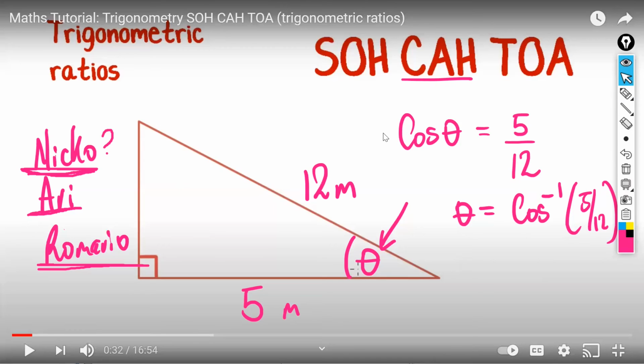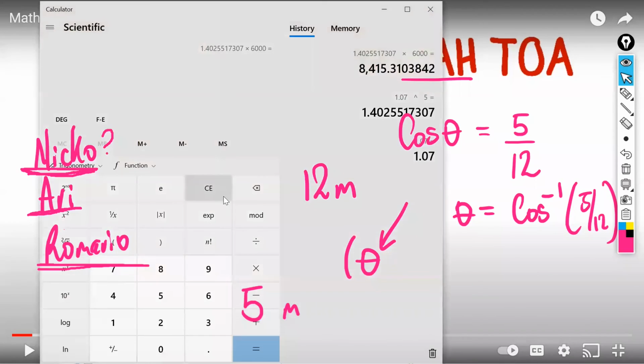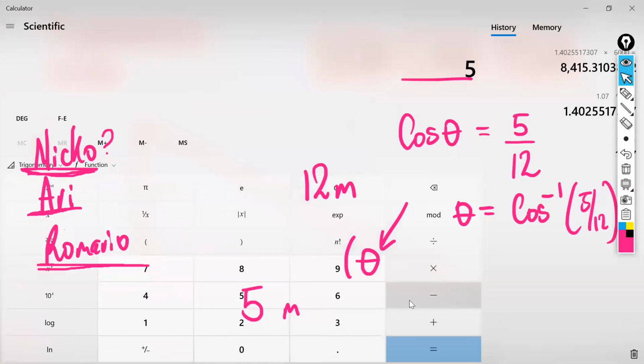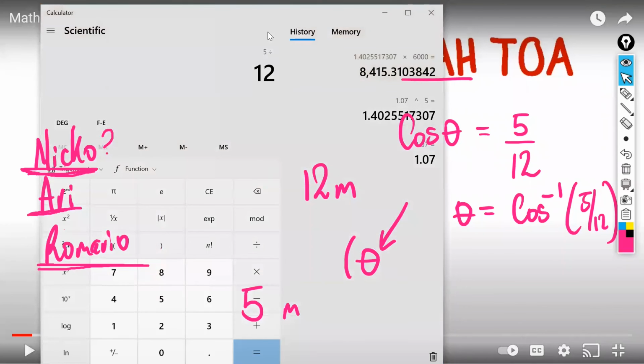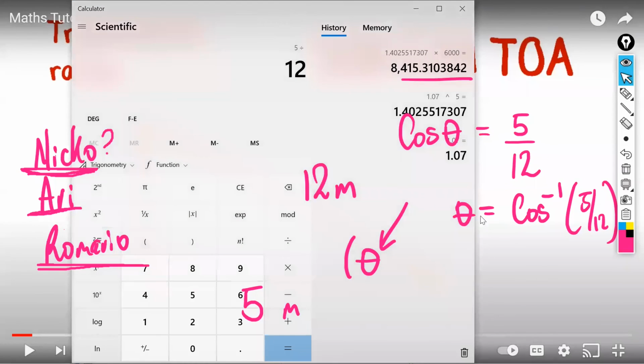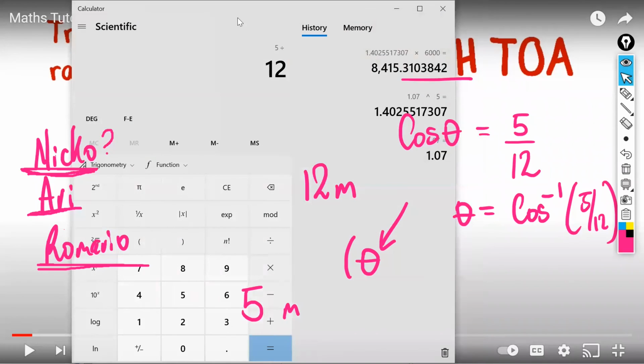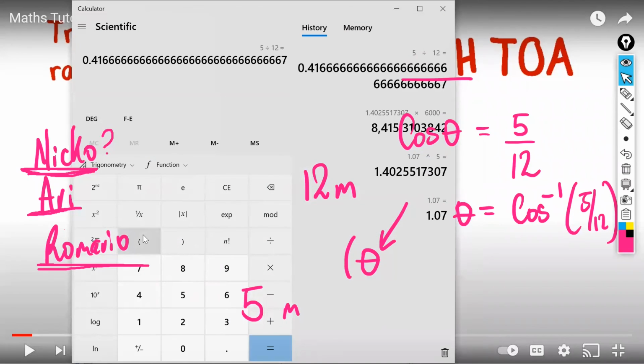Well, guys, it's kind of easy to find the cos inverse. Let me just show you my calculator. Guys, this exam is calculator friendly. So we need to find 5/12, 5 divided by 12. That's the first thing we want to do, guys. Divide 5 by 12. And then we're going to get this.